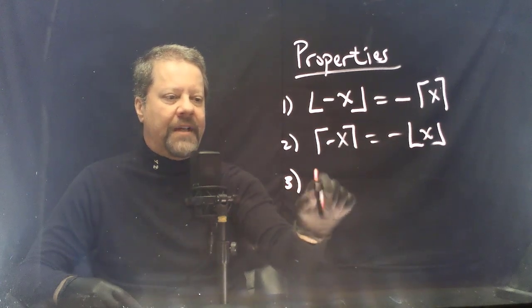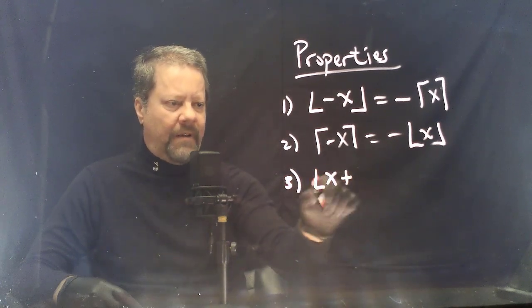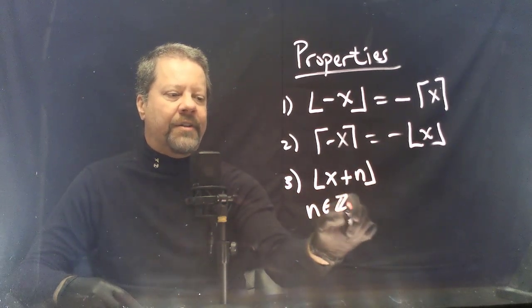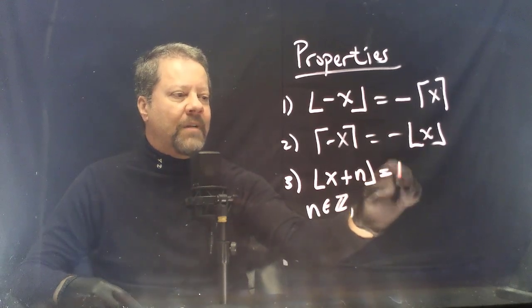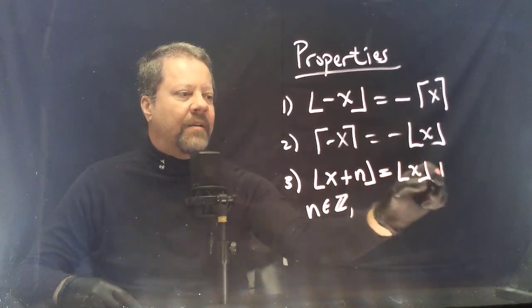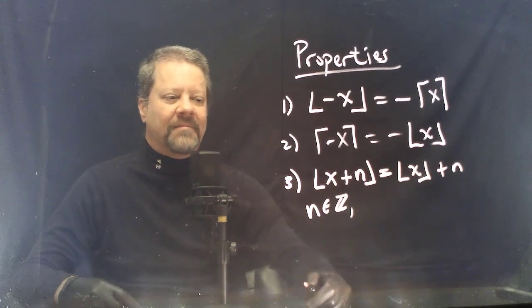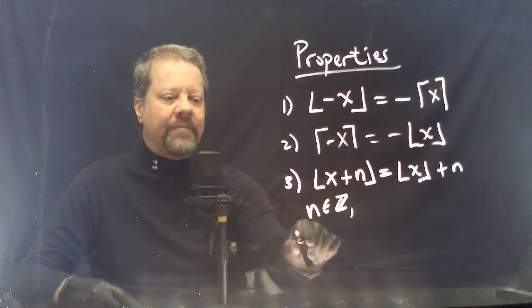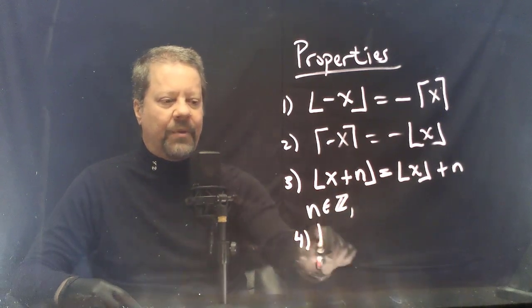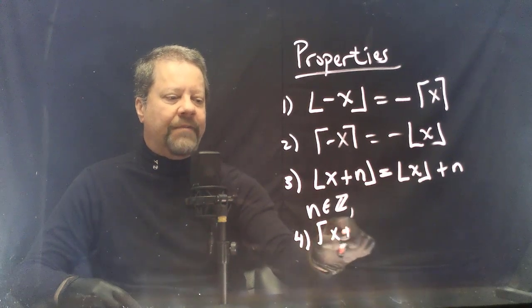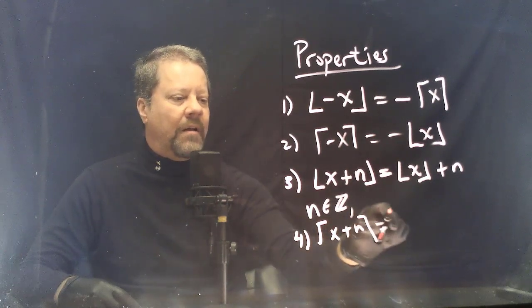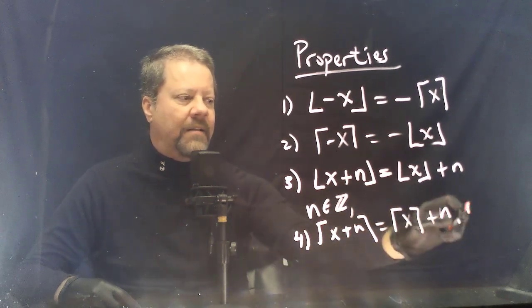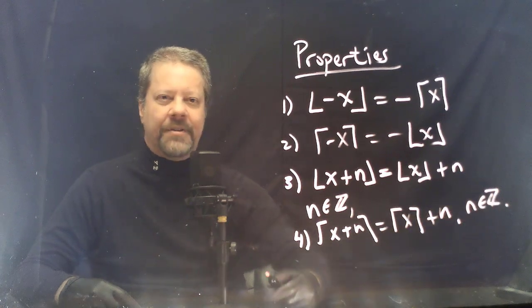Clearly, if you take the floor function of x plus n, where n is an element of the set of integers, that's going to be the same thing as the floor function of x plus n. The rounding can only happen from what results from here, not from the n. And the same holds true for the ceiling function, as long as n is an element of the set of integers.